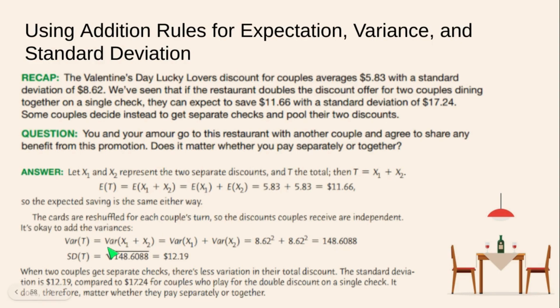So the standard deviation of the total savings is $12.19. This is fascinating. So when 2 couples get separate checks, there is less variation in their total discount. The standard deviation is $12.19 compared to $17.24 for couples who pay for the double discount on a single check. It does therefore matter whether they pay separately or together, not in terms of the expectation, but in terms of the variation.